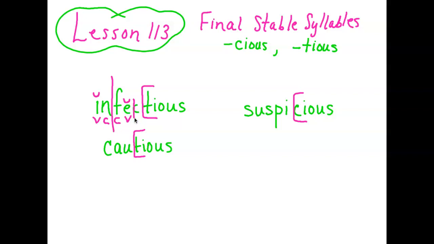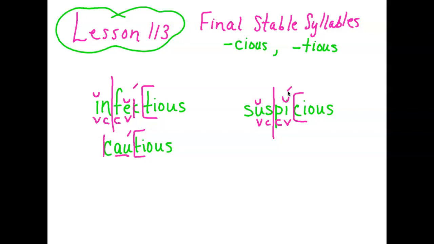Cautious. The C has a K sound again. So let's do a K back. A-U digraph. And that's basically it there. And we're going to go ahead and we'll accent these syllables. Suspicious. So we're going to do V, C, C, V. Let's divide between the two C's. And we have suspicious. We'll accent the middle syllable.